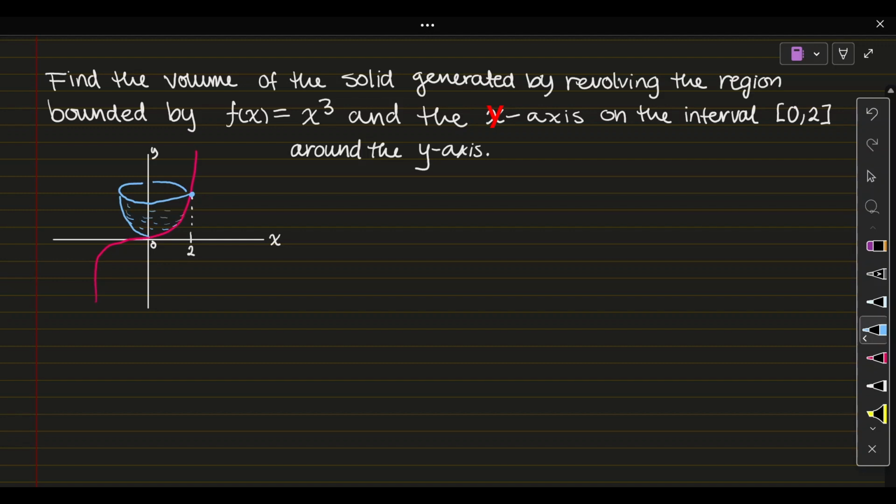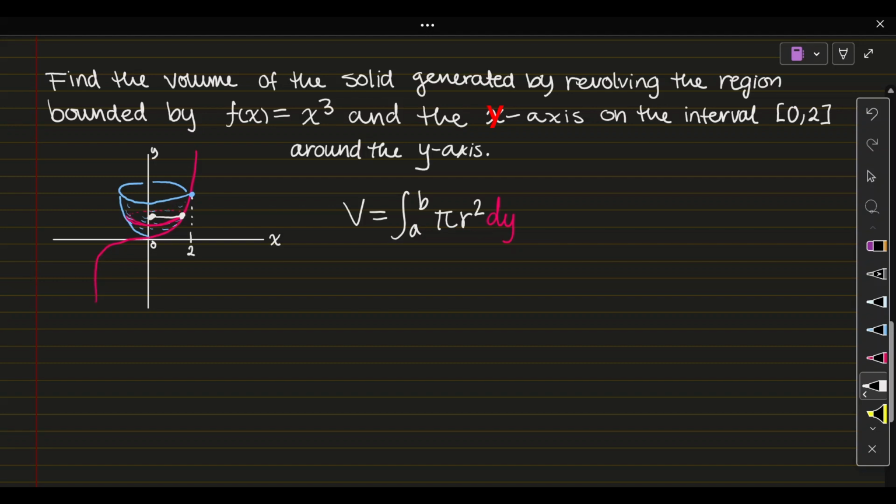And remember that when we want to find the volume, like we showed before, we need the integral from a to b of pi r squared. And in this case, we're going to be integrating with respect to y. Why is that? Because our disks here are horizontal. They're perpendicular to the y-axis, so we integrate with respect to y. Now all we need to do is figure out what our radius is and our bounds.